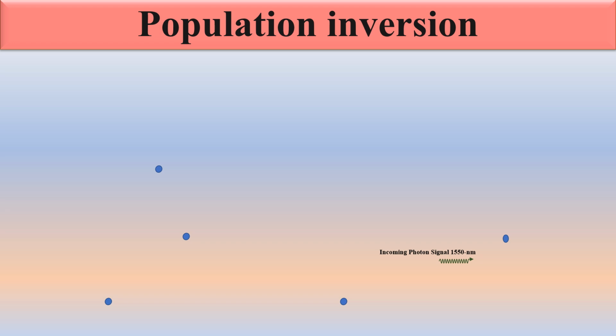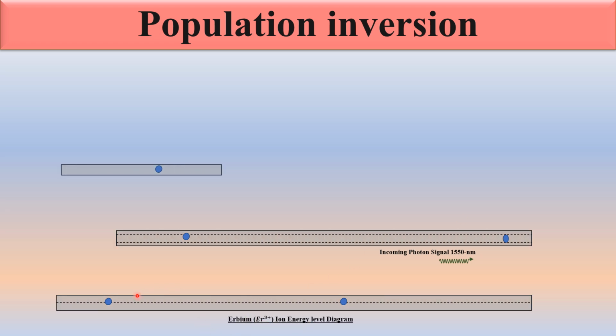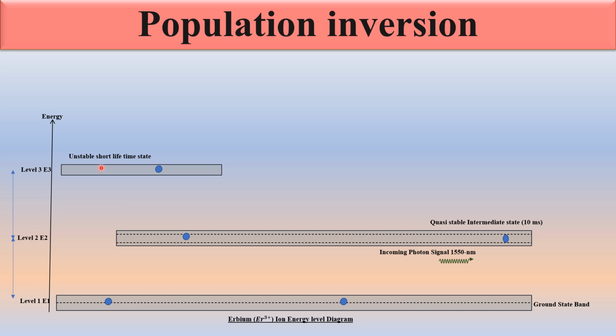So let's see the erbium Er3+ ion energy level diagram. This is the Er3+ energy level diagram. Here you can see level 1, level 2, level 3: E1, E2, E3. This is the ground state, E1. This is the metastable state E2, and this is the higher energy level E3. This is the ground state, and this is the quasi-stable intermediate state. Here the lifetime of the electron is 10 milliseconds. This is the unstable, short lifetime state, or excited state E3, where the lifetime is 1 microsecond.